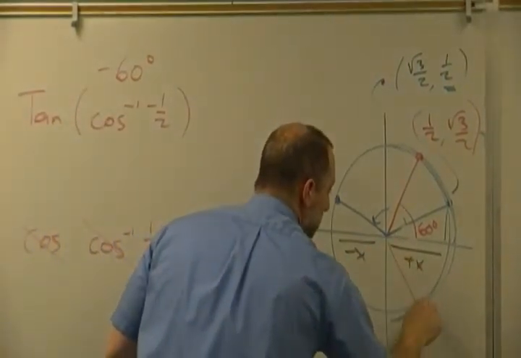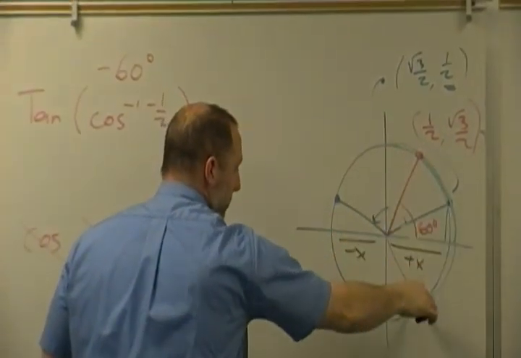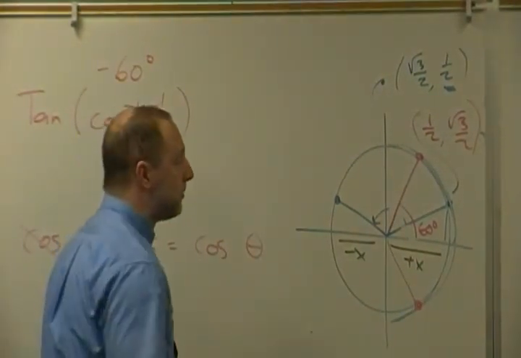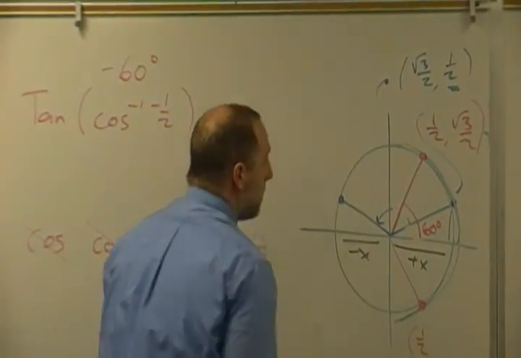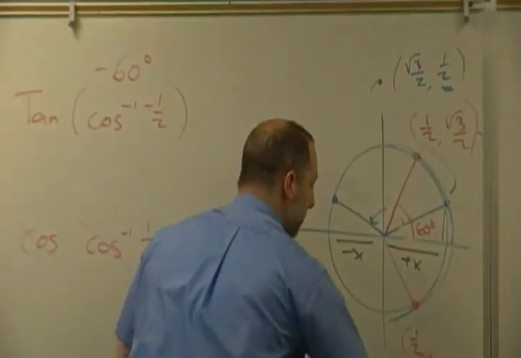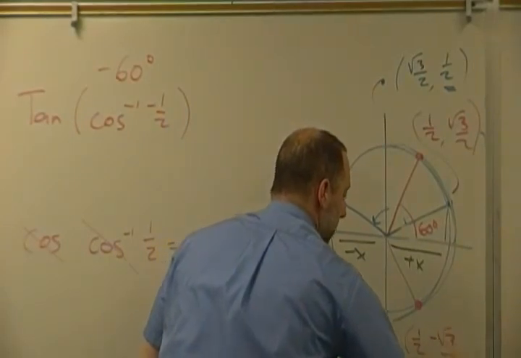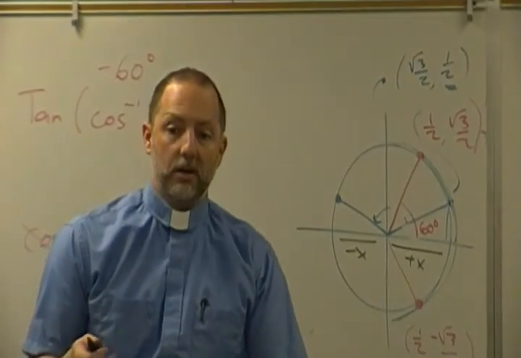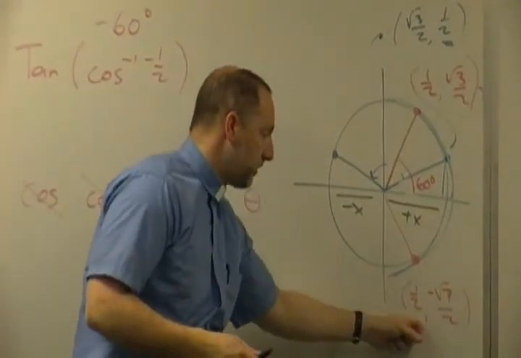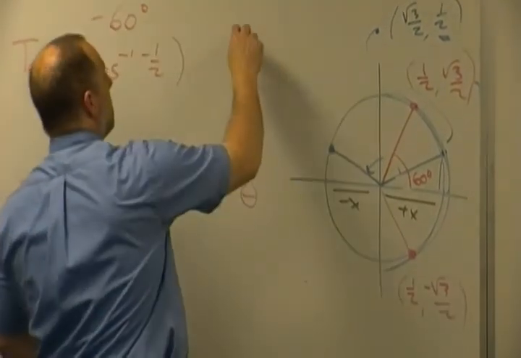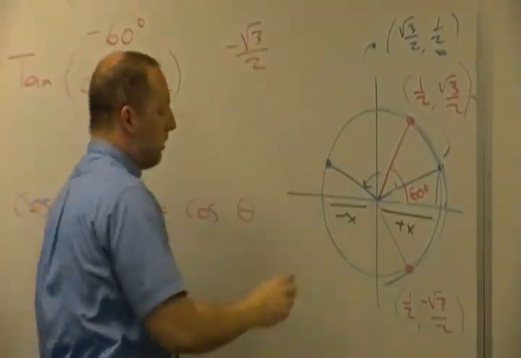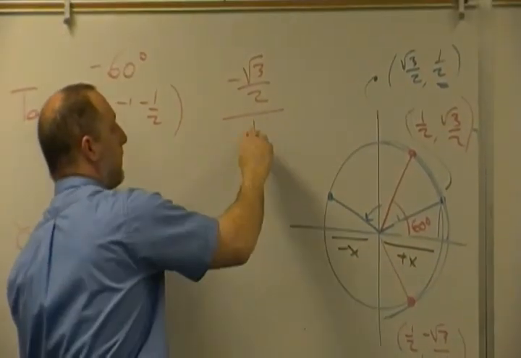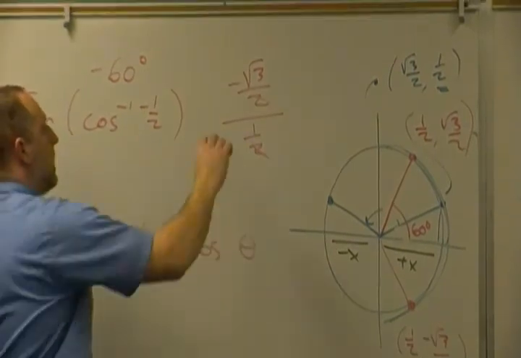We're down here. What's that value? It's got to be symmetric with this one. So sine divided by cosine. The x value is still positive, but what happens to my y value? Negative. Thank you. At least one definition of tangent is sine over cosine, so it's this value divided by this value. So I get negative root 3 over 2 over a half. That cancels. It's negative root 3.